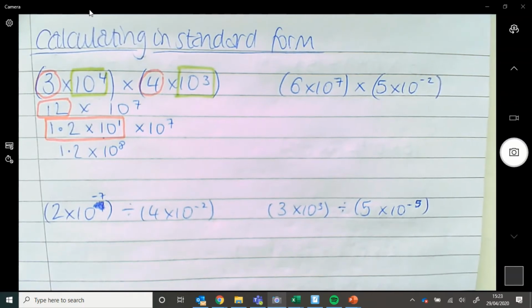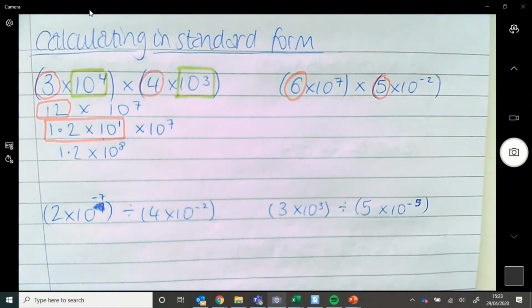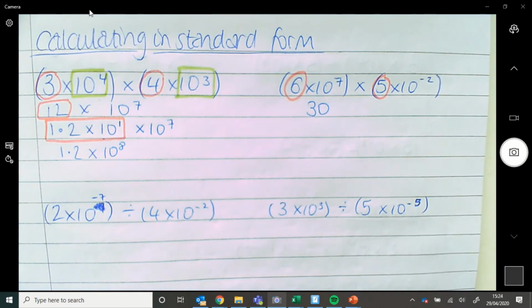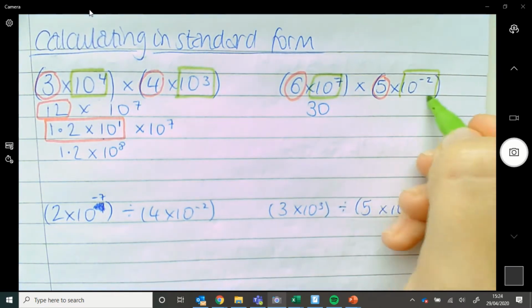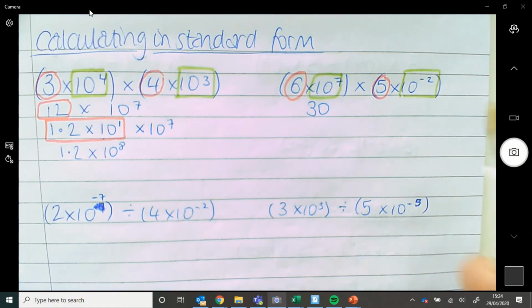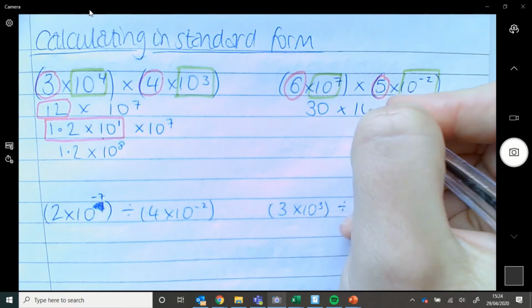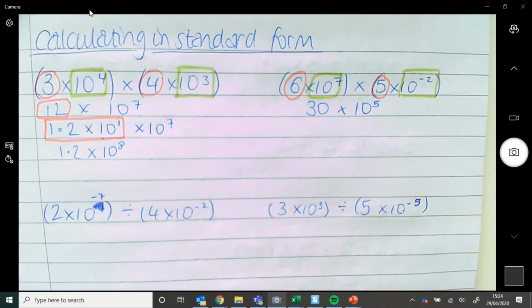Okay, second example, I'll leave that first one up there so you can follow it as well. I'm going to look at my numbers first of all. 6 times 5 is 30. Okay, and then the second thing I look at is my powers of 10. This time I've got 10 to the power of 7 times 10 to the power of negative 2. That gives me 10 to the power of 5. 7 add negative 2 gives me 5.